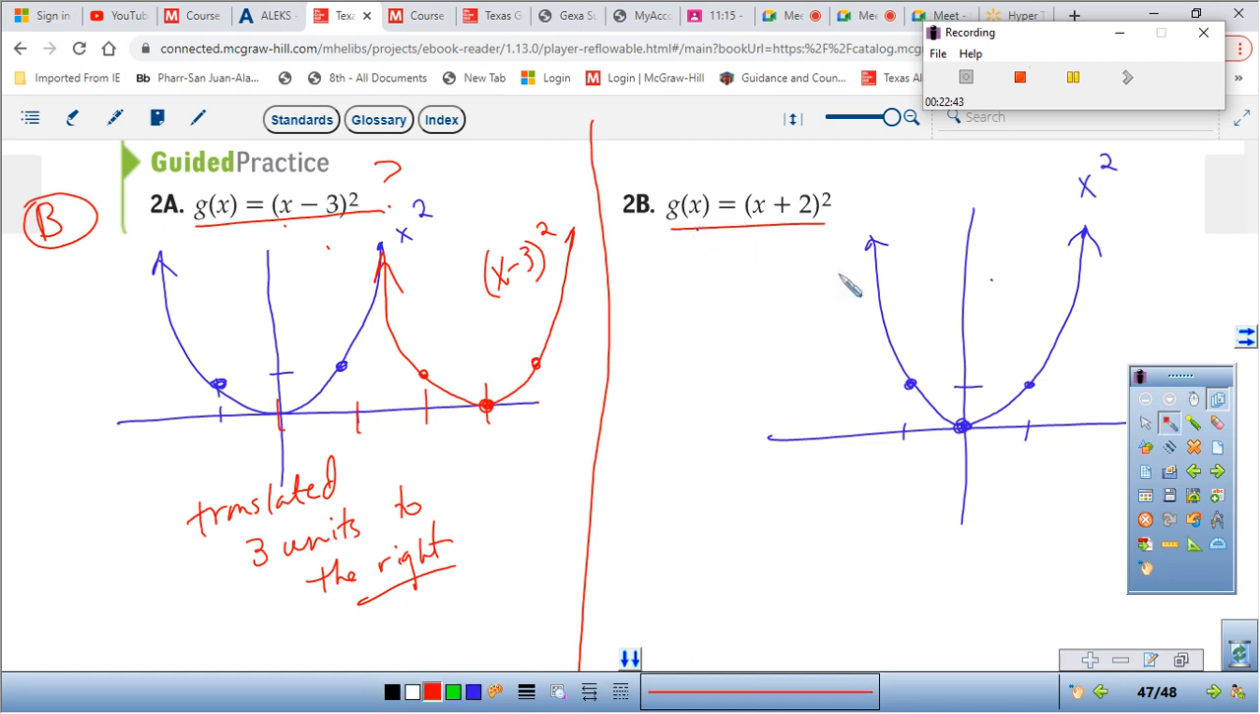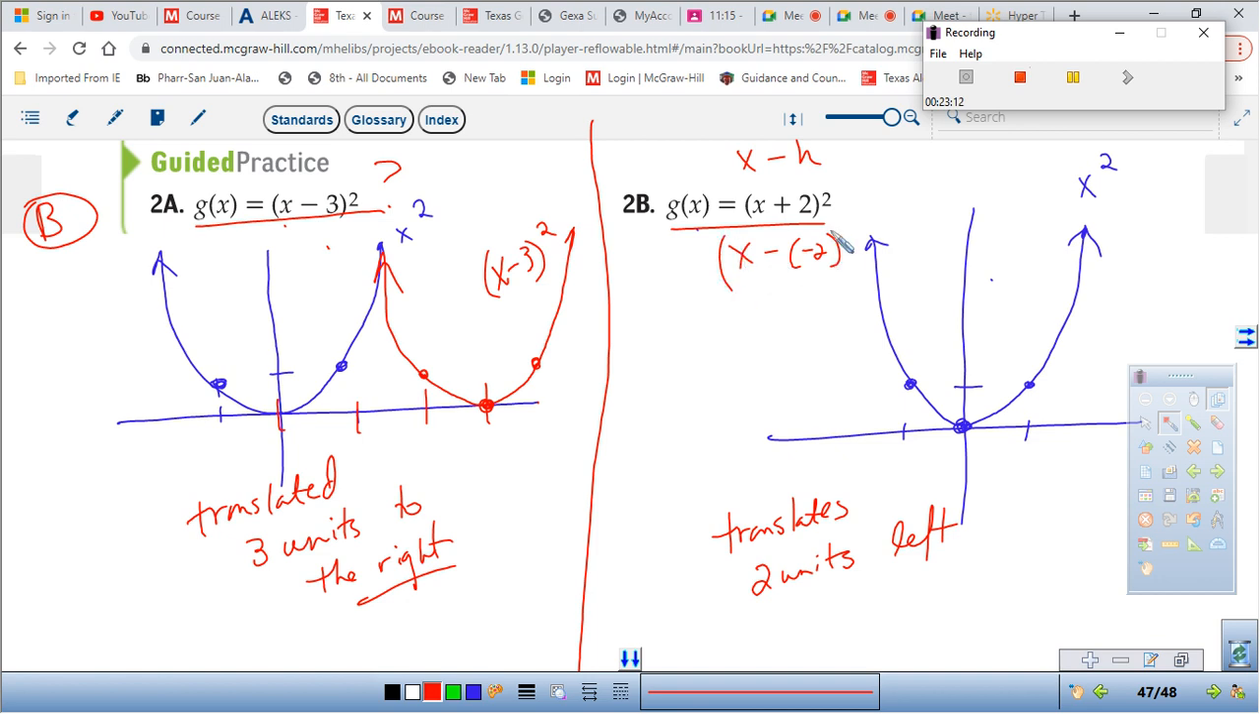This one now, which way does this one go, guys? Come on, talk to me. Which way does this one translate? Translates 2 units. Translates 2 units which way? Come on, talk to me. Anybody? Left. Excellent. Now, remember the form is x minus h. In this situation, I have a negative, so it's going to be x minus a negative 2. So I'm basically going to move that one 2 units to the left.